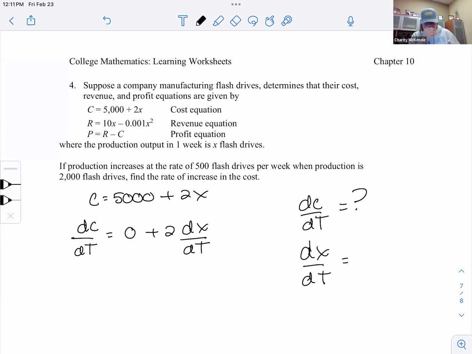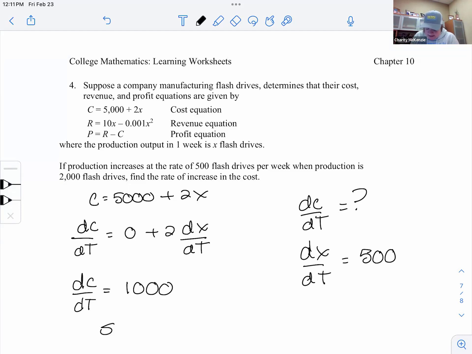Okay, that's our change in how many items. So our increase in items in production is going to be an increase at a rate of 500. So our number of items is x, and those are increasing by 500. So our rate is positive 500. Okay, so we're going to put that in, and I basically can see dc dt is going to equal 0 plus 2 times 500, which is 1,000. So our cost will increase by $1,000. And that's per week for this one.